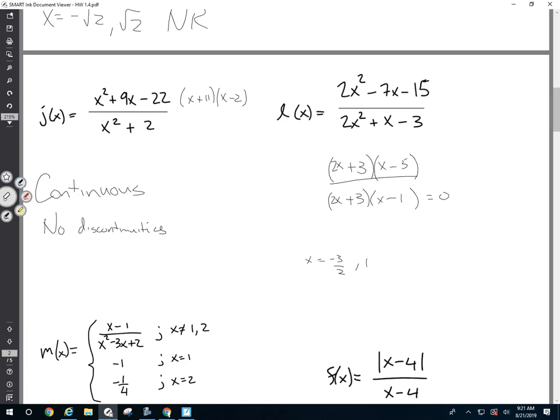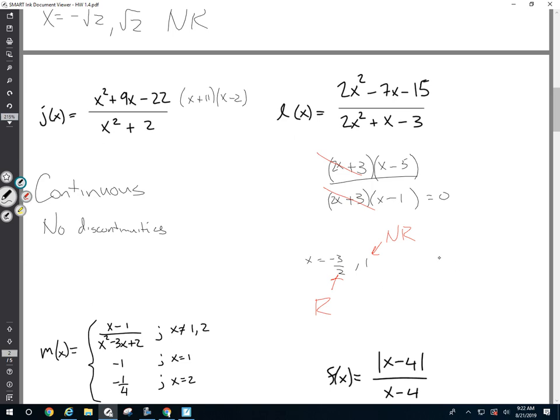I can tell right away that since the 2x plus 3's cancel, the -3/2 is going to be our removable discontinuity. 1 will not simplify. That'll be our non-removable. I can double check that by plugging in these two values into my original equation. If I get 0/0, we're good. If I don't get 0/0, it's going to be an asymptote. So here's our non-removable infinite discontinuity. Here's removable. Let's find the location of the removable.